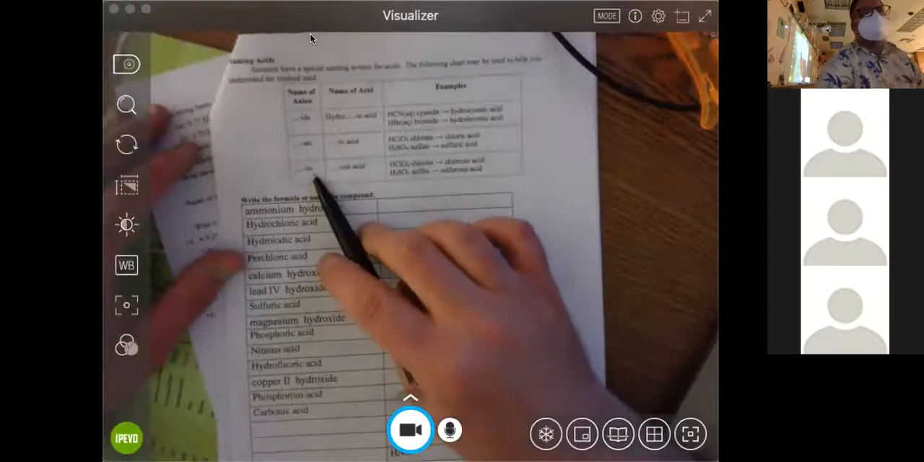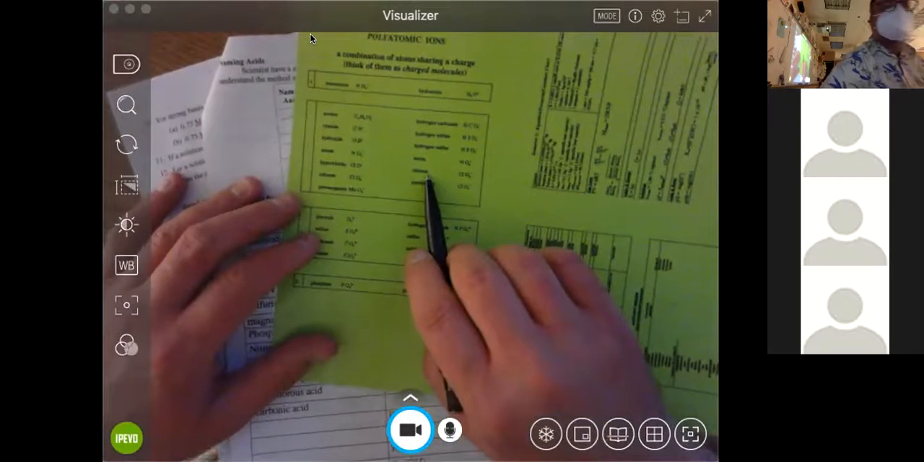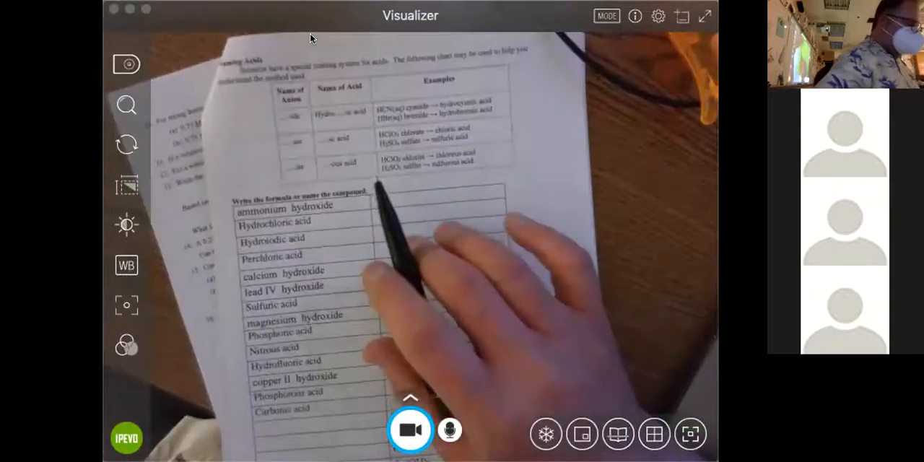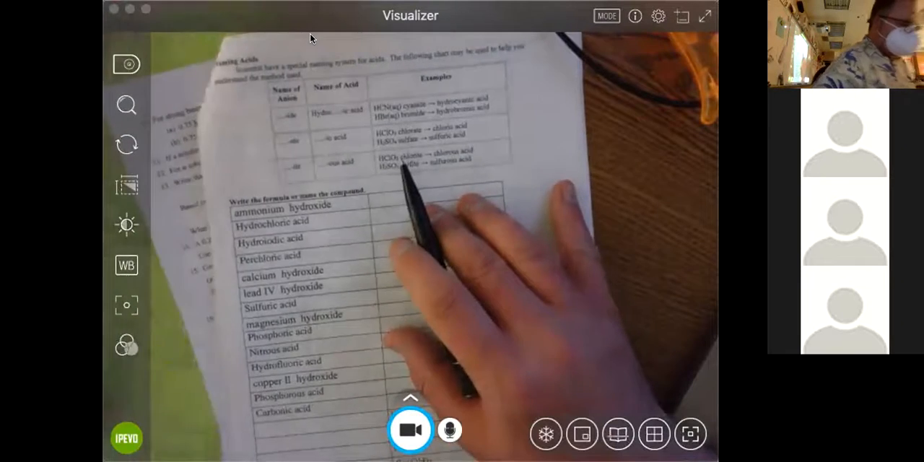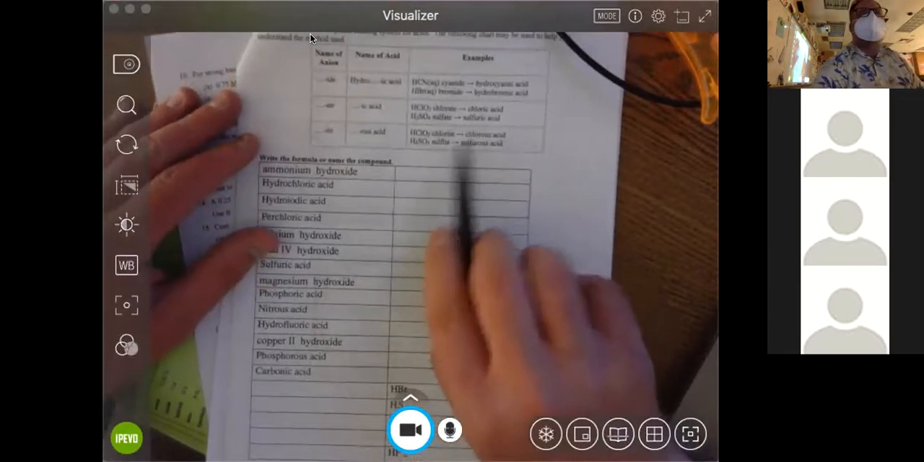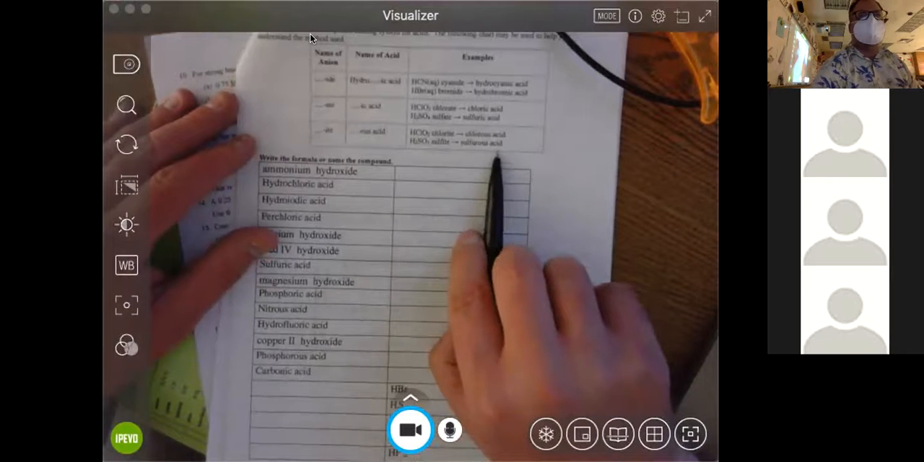If it ends in -ite, sulfite, nitrite, chlorite, hypochlorite, we change the -ite to -ous. Chlorite becomes chlorous acid. Sulfite becomes sulfurous acid.